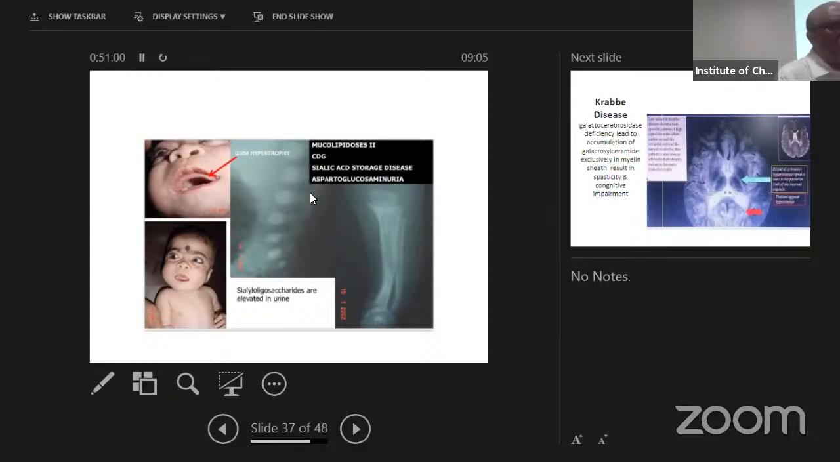It's very uncommon, but the type 2 Hunter syndrome, I think I have brought one Hunter syndrome.